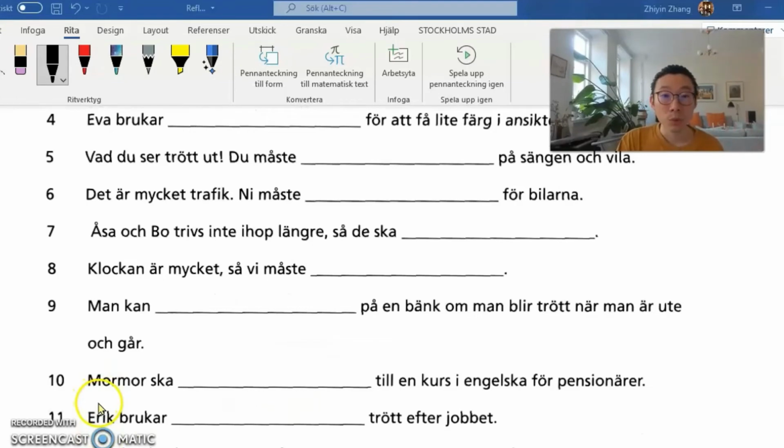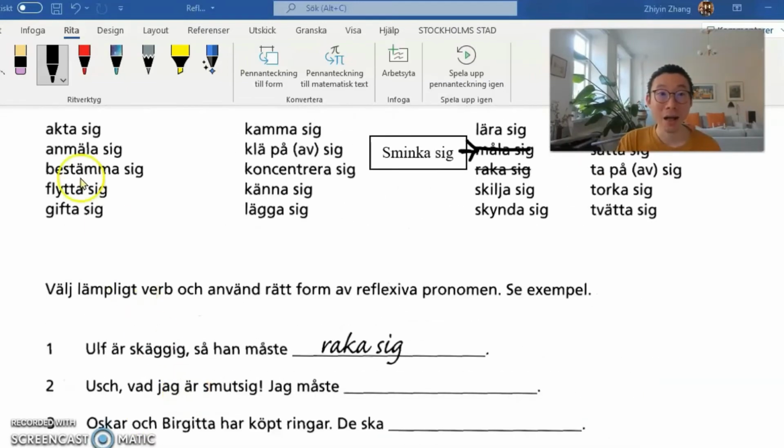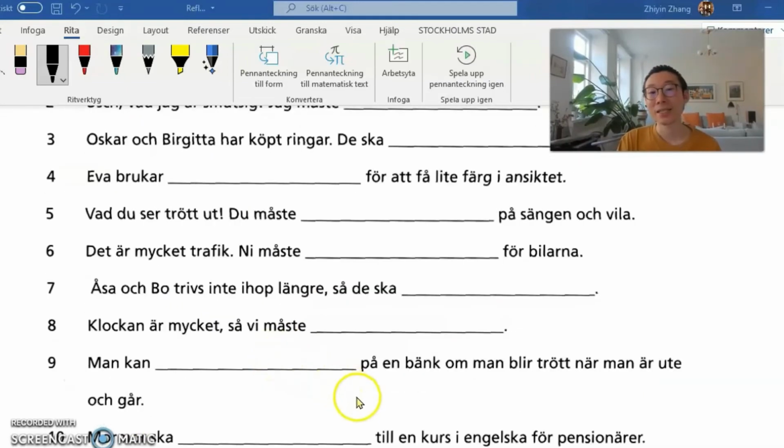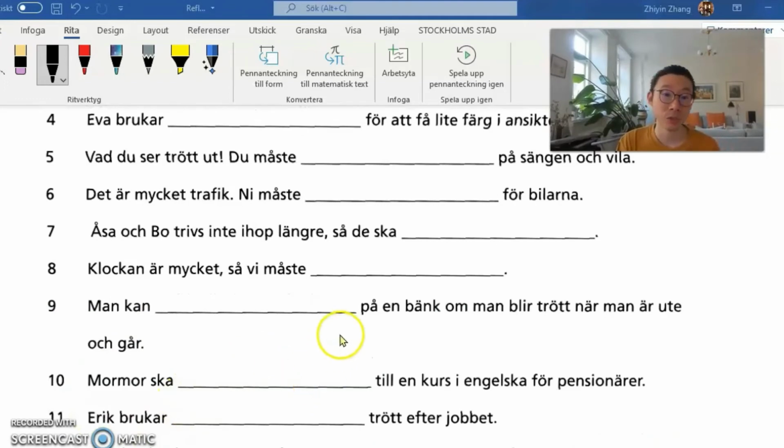Nästa. Mormor ska anmäla sig till en kurs i engelska för pensionärer. So the grandma will register herself to a course in English for the retired. Anmäla sig. Register for something.